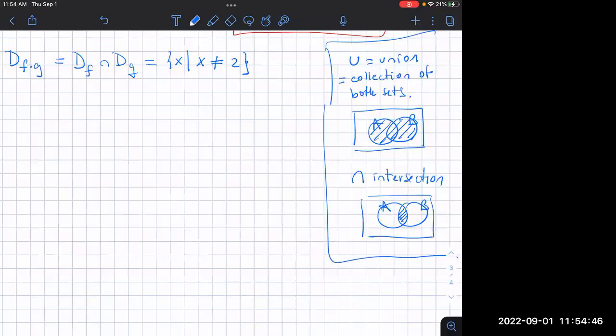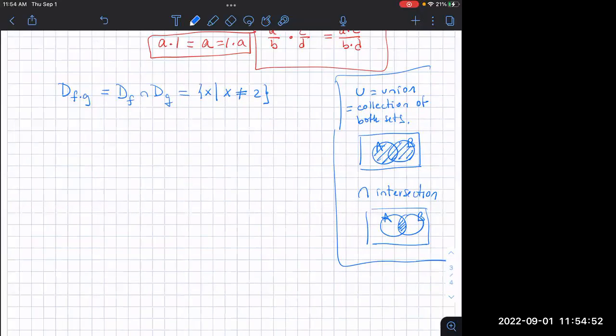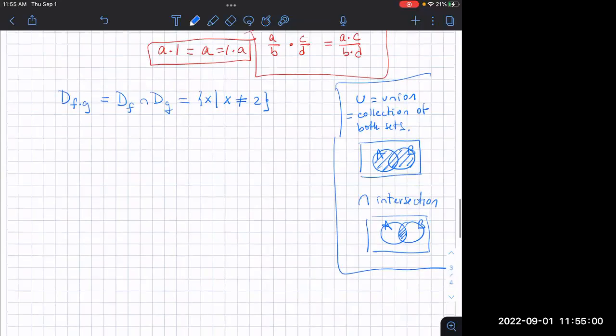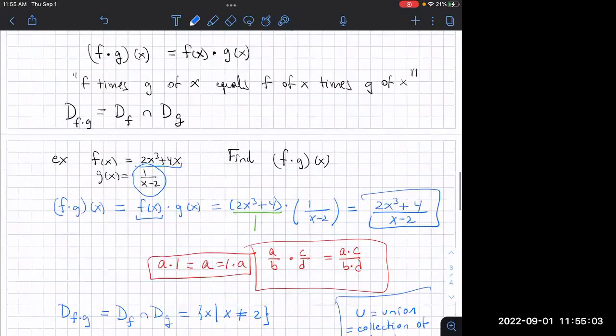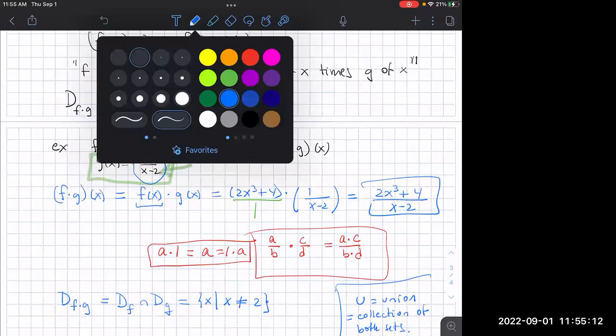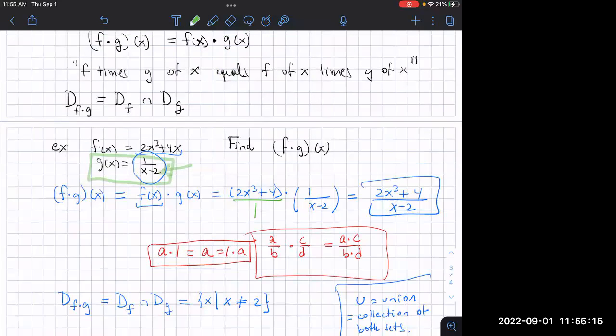Does that make sense? Yes. Okay, very good. I had a quick question actually. Where you got x does not equal 2, where did that 2 come from? It came from g. You see the denominator is x minus 2. So we were saying, if there's a denominator, that means I'm dividing. I cannot divide by 0. So I find where x minus 2 is 0, and then you take out that point. Okay.